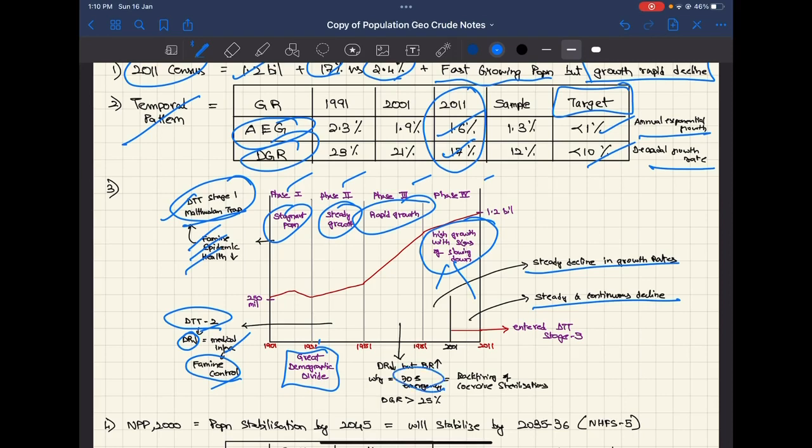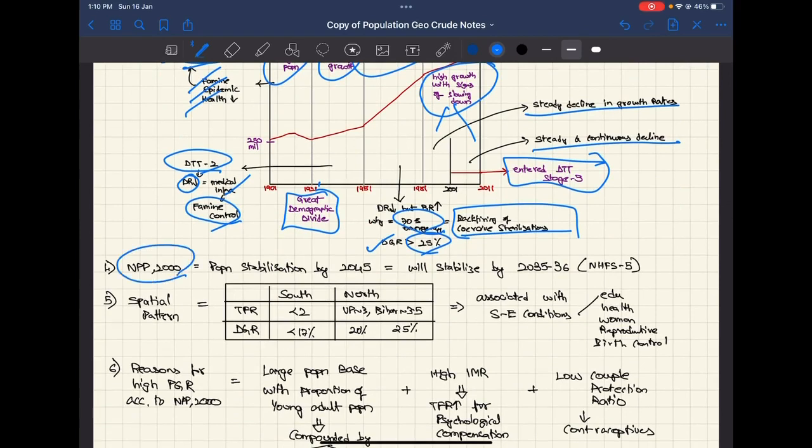In the Emergency period, we have a backfiring of coercive sterilizations. Therefore, the decadal growth rate is greater than 25%. From 2001, we have entered stage 3. So NPP 2000's target is to stabilize population by 2045, but according to NFHS 5, it will stabilize by 2035 itself. For the spatial pattern, we have a north-south divide.